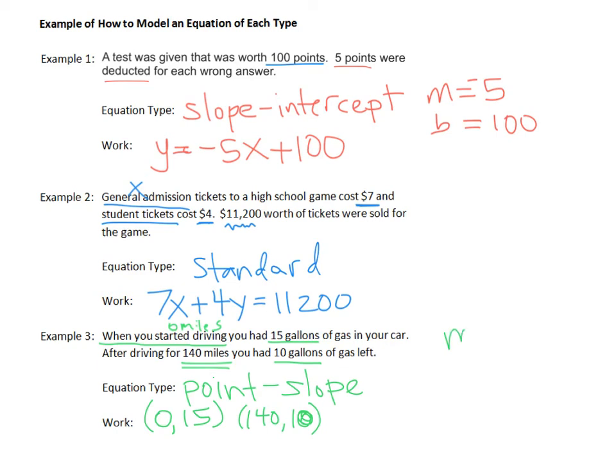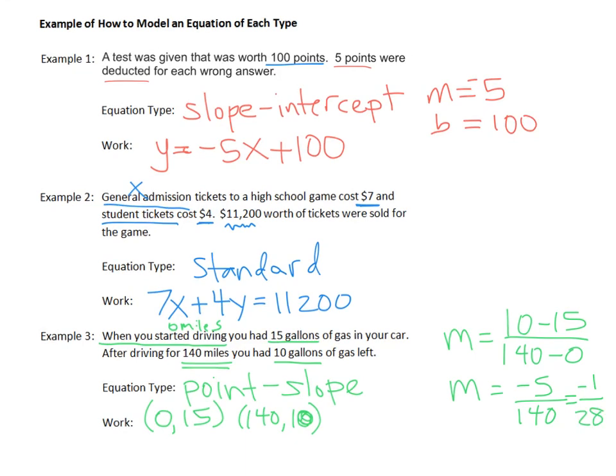I'm going to go over here and write m equals, and I'm going to use my y2 minus y1 in the numerator and x2 minus x1 in the denominator. So 10 minus 15 over 140 minus 0. 10 minus 15 is negative 5. 140 minus 0 is 140. This can be simplified into negative 1 over 28.